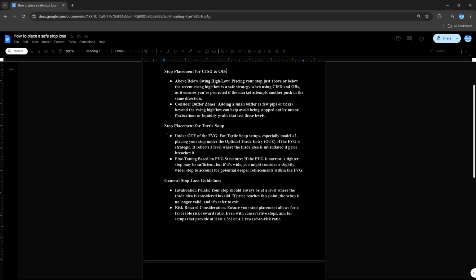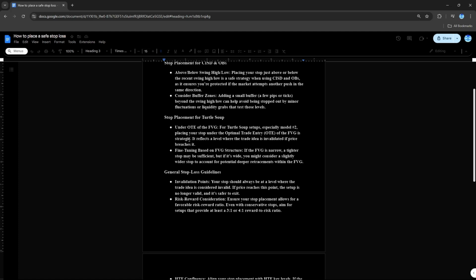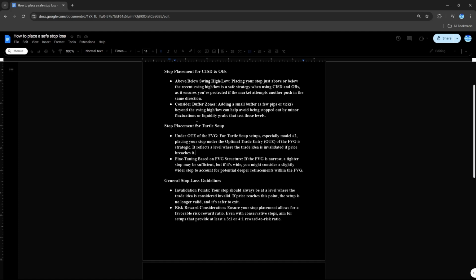For your stop loss placement for a turtle soup, if we have a high time frame FVG and you can get your stop loss under OTE of the FVG, that's usually a lot better because you'd want to see us hit equilibrium of the FVG and deliver higher. Also, you want it to reflect a level where the idea of the trade is invalidated if price breaches it. Usually if we have that high time frame fair value gap and it comes in and taps a little bit past EQ, it usually digs a little bit deeper into OTE.